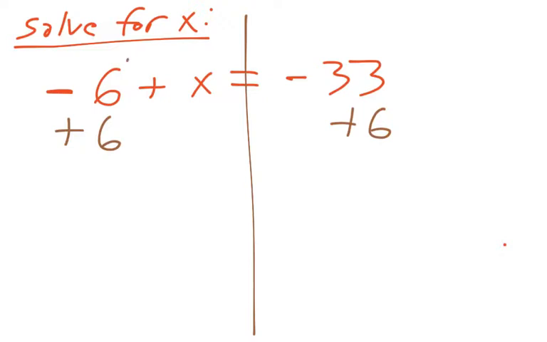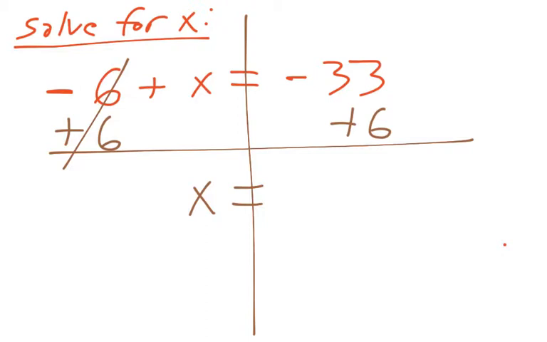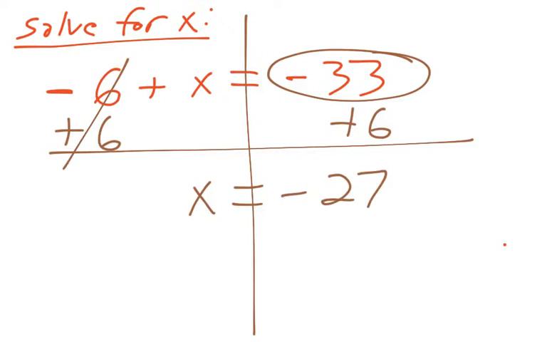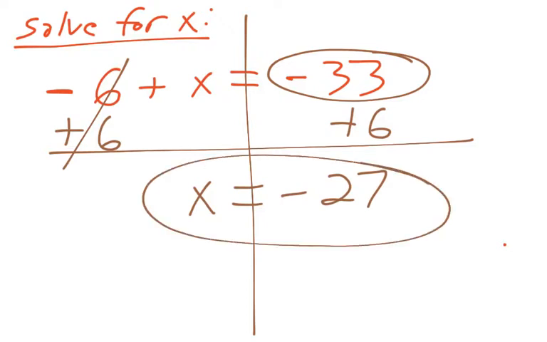And that does work because when we say just x is left, that's a positive x. So if the x is positive, you're in good shape. You always want a positive x. So we'll bring down our x, and we just do the math over here. We know that negative 6 plus 6 was 0. That's why that canceled. So negative 33 plus 6, we're going to subtract, keep the sign of the larger number. That's the larger one, negative 27. Okay, and you could check it by plugging that in. And negative 6 plus negative 27 does, in fact, equal negative 33.